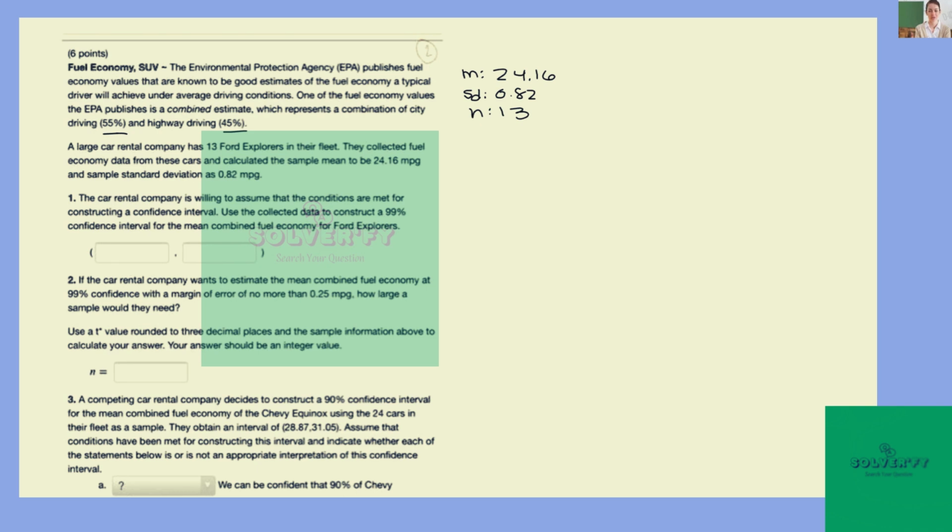So we know that the average is 24.16, the sample size is 13, and the sample standard deviation is 0.82. And we just have to calculate our t-score. So you're going to take 1 minus 0.99, which is 0.01, and then 1 minus 0.01 divided by 2, and that's 0.995. Then looking at your t-value with a degree of freedom of 12, that's going to be 3.05.